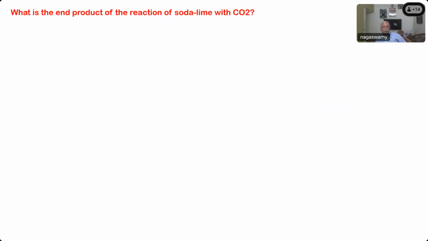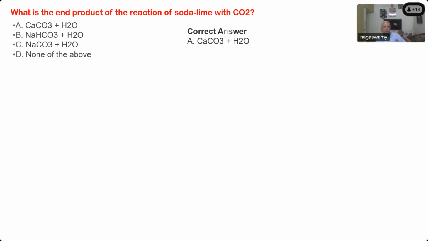What is the end product of a reaction of soda lime with carbon dioxide? With calcium hydroxide. These are all the options: calcium carbonate and water.